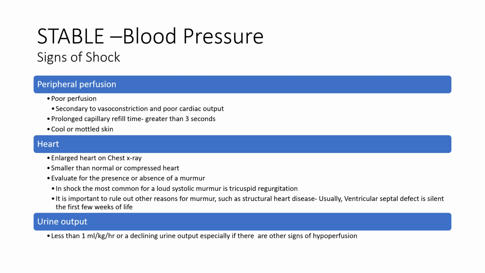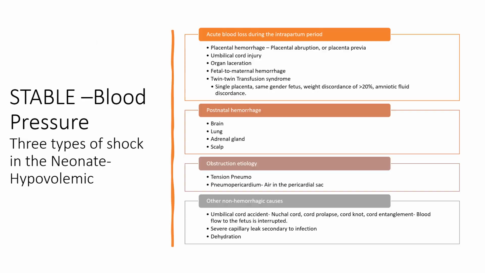Heart, we're going to see on chest X-ray, smaller than normal, compressed heart, evaluate for presence of murmur, and so on and so on. Urine output less than a milliliter per kilogram per hour, or declining urine output, especially with the other signs of hypoperfusion. That's why it's important to ask how many diaper changes they've had and how many they normally have.